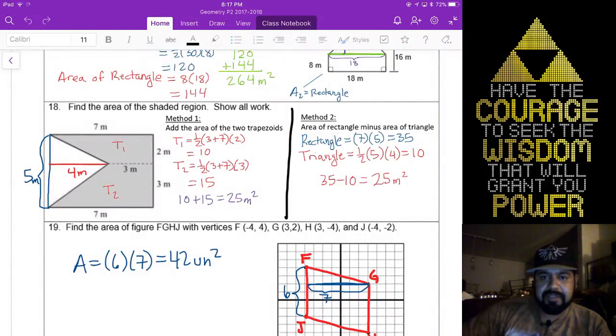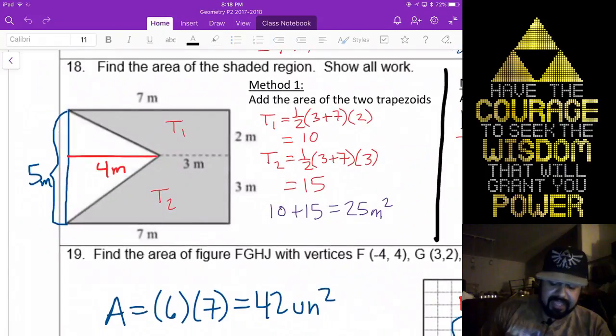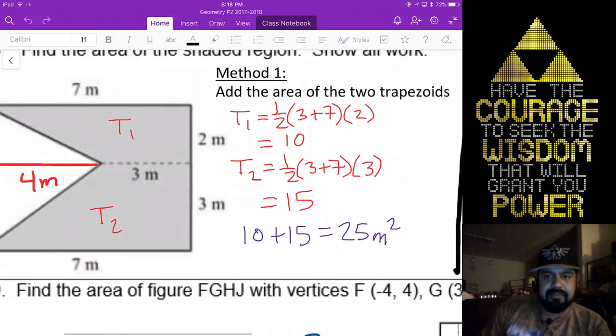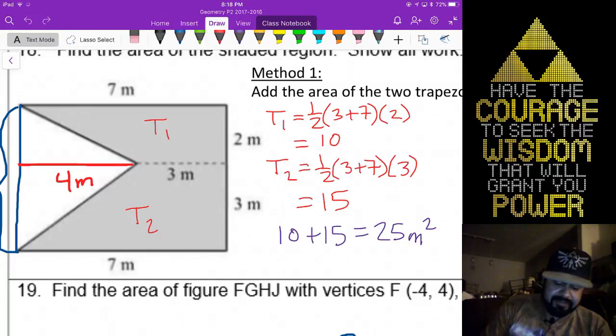I guess he's assuming for number 18. So the reason I say find the area of the shaded region is because you could say, hey, I can break this up into 2 trapezoids. So then there's your shaded region, your trapezoid 1. You have a base of 7 and 3. And of course the order doesn't matter.